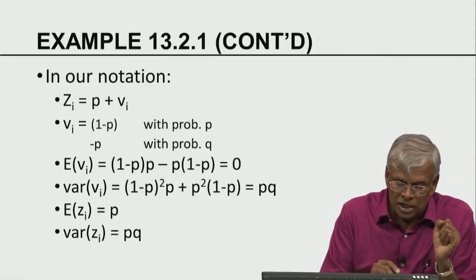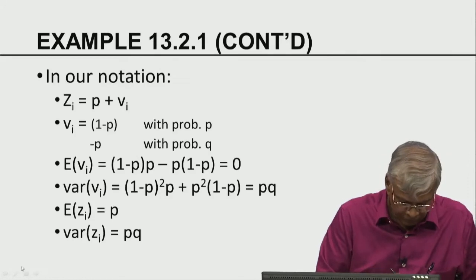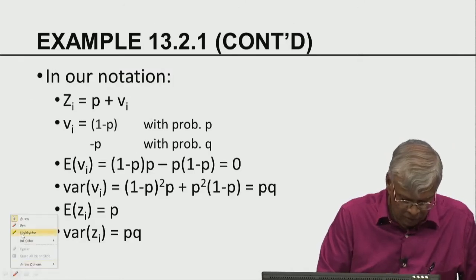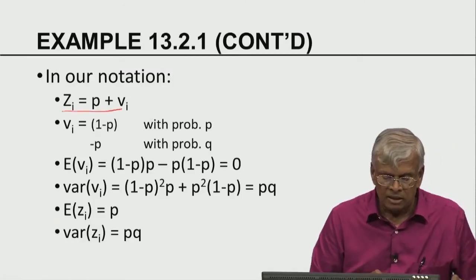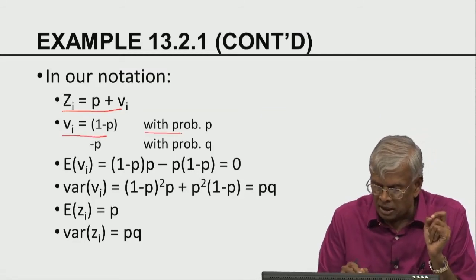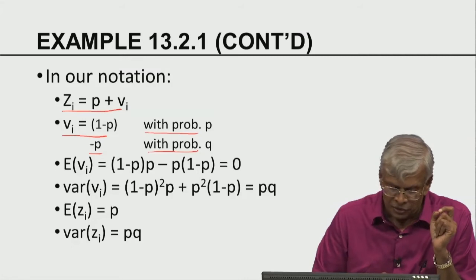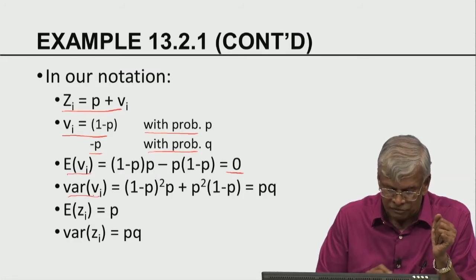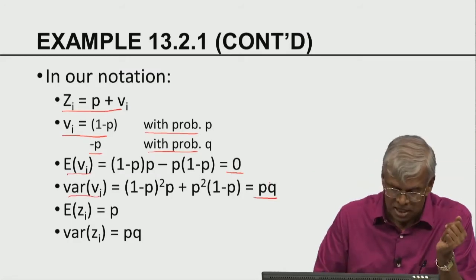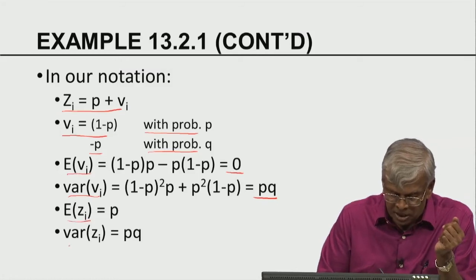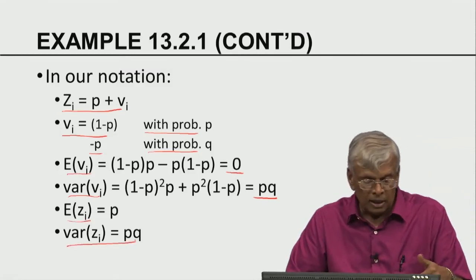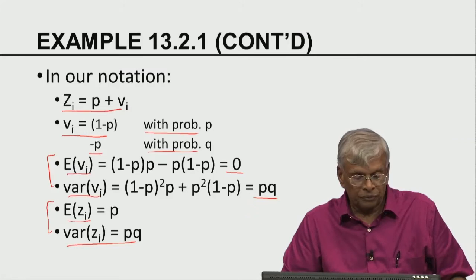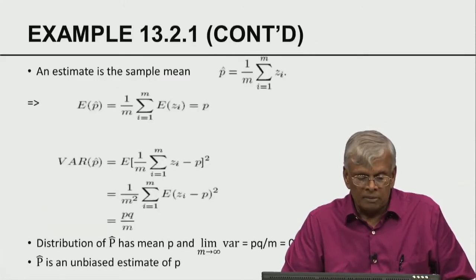So in our notation, zi is equal to p plus vi. Vi is equal to 1 minus p with probability p. It is equal to minus p with probability q. Therefore, the expectation value of vi is 0 based on this calculation. The variance of vi is pq, as it should be. And the expected value of zi is p. The variance of zi is pq. That is what comes out of this.